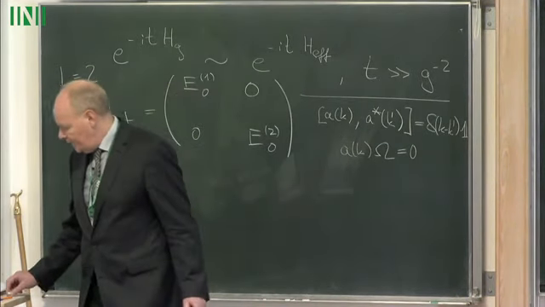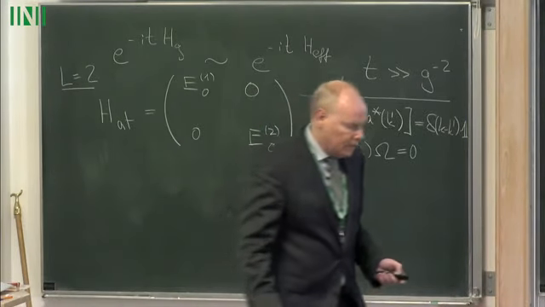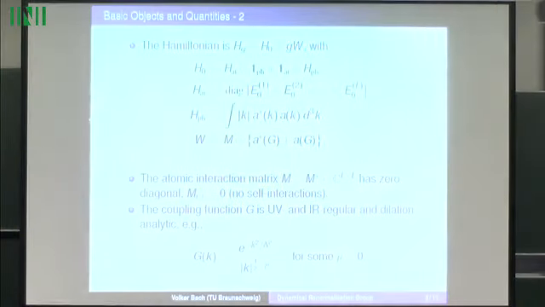So for all k, A of k applied to the vacuum vector, omega, is 0. Omega is the vacuum vector.